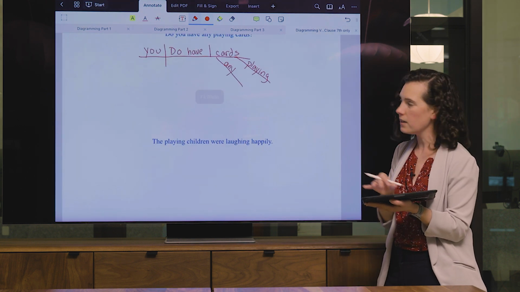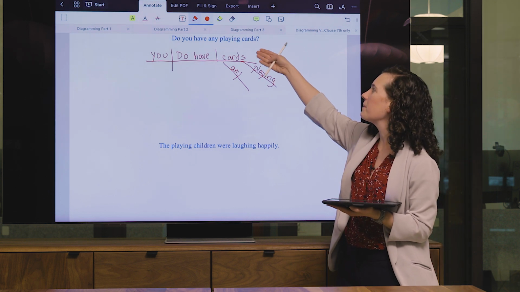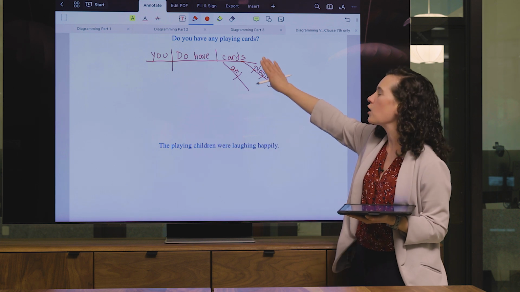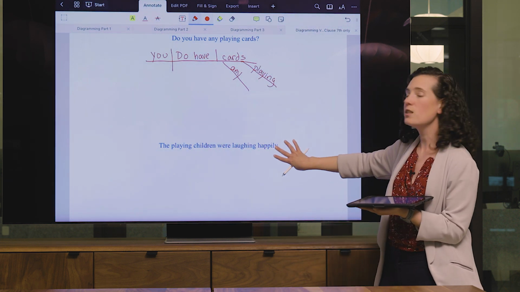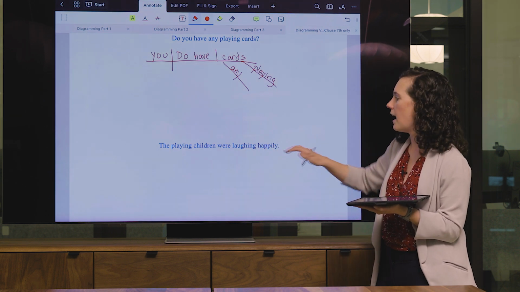As opposed to this one up here, the cards weren't playing. If we said, do you have any playing cards, and we diagrammed it like this sentence, you would be saying that the cards are playing. Do you have any cards that are playing? That is what we want to do down here. The children who were playing were laughing happily.